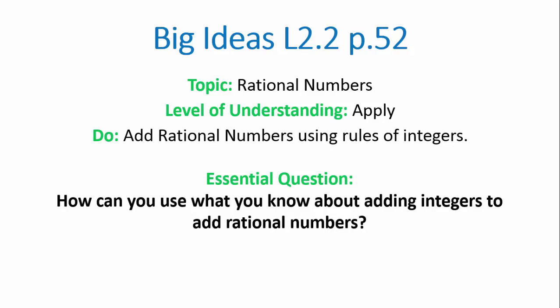So let's move right along with lesson 2.2. Page 52 and 53, I know you've read them. You read them before you listen to me, I hope. That's what you are asked to do, so hopefully you are doing it. We are going to add rational numbers today using, of course, what we learned in our first unit, because we're going to use them from now on, and that is our integer rules. Our essential question: how can you use what you know about adding integers to add rational numbers?